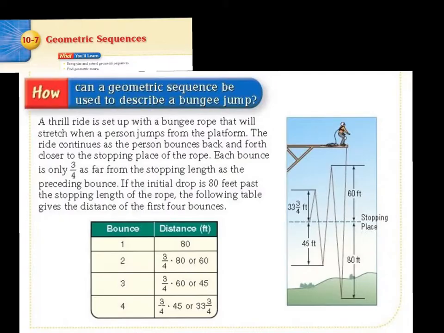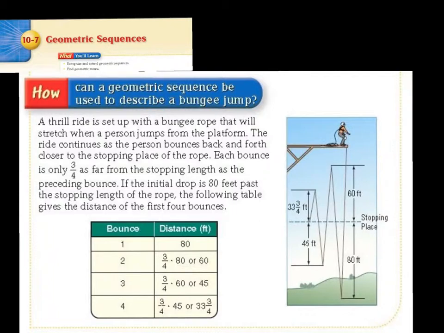In this lesson, you'll learn how to recognize and extend geometric sequences and find geometric means. How can a geometric sequence be used to describe a bungee jump? A thrill ride is set up with a bungee rope that will stretch when a person jumps from the platform. The ride continues as the person bounces back and forth closer to the stopping place of the rope. Each bounce is only 3/4 as far from the stopping length as the preceding bounce.